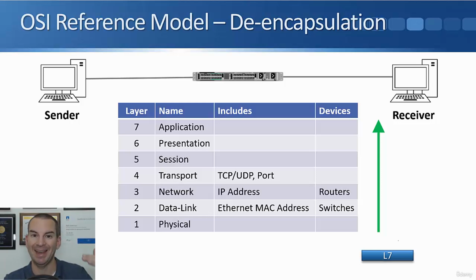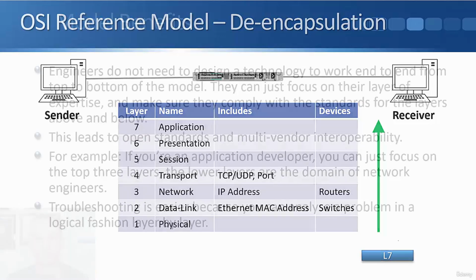At the sender side, again, we start off at the top layer. We work our way down to the physical layer. It goes across the physical layer. It will hit the receiver there, and it will then de-encapsulate going in the opposite direction, going from the bottom layer up to the top layer.